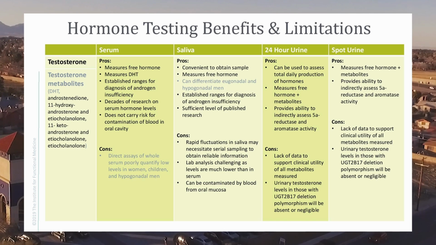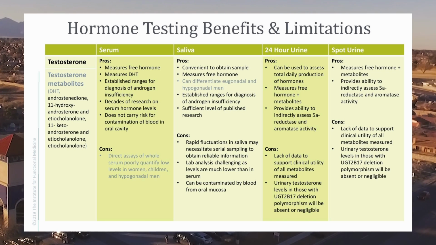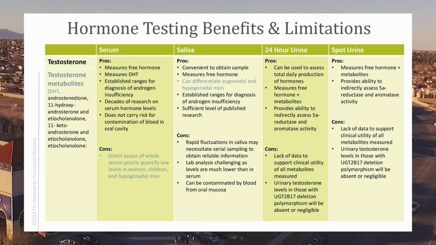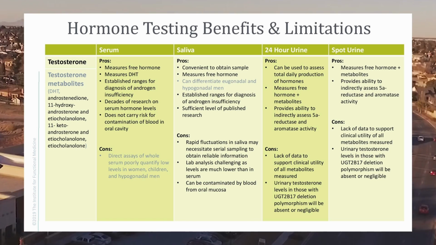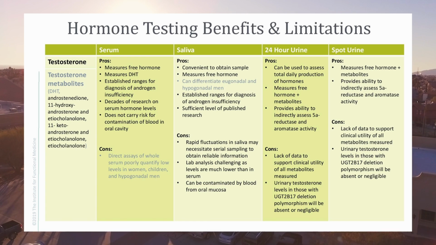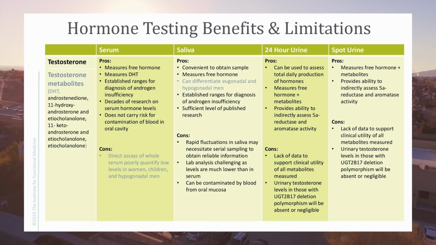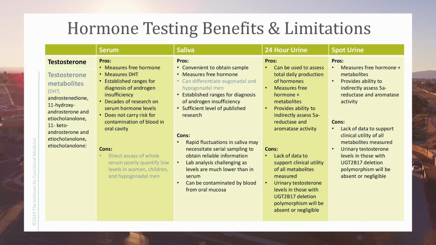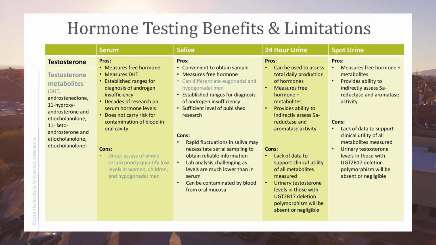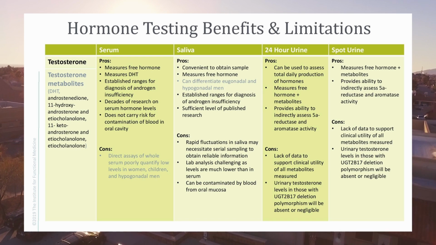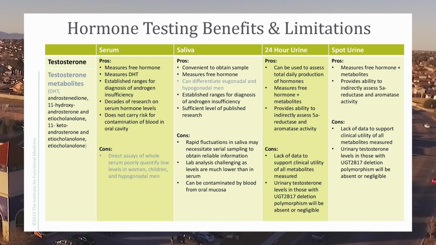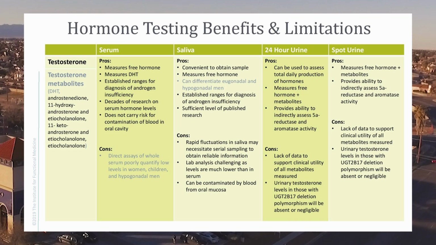And this is just another little fun fact. There is a polymorphism of UGT, UGT2B17. If your patient happens to have that, their urinary testosterone level is going to come back either 0 or practically 0. So keep that in mind in case you ever get back a test result that makes no sense because it's so low, because it may be that your patient has this SNP.